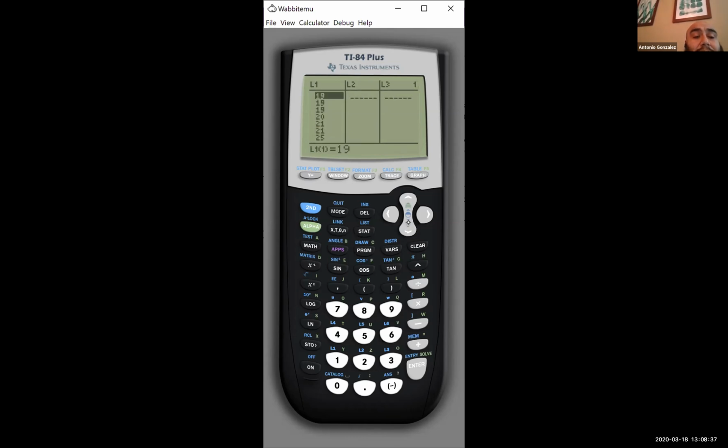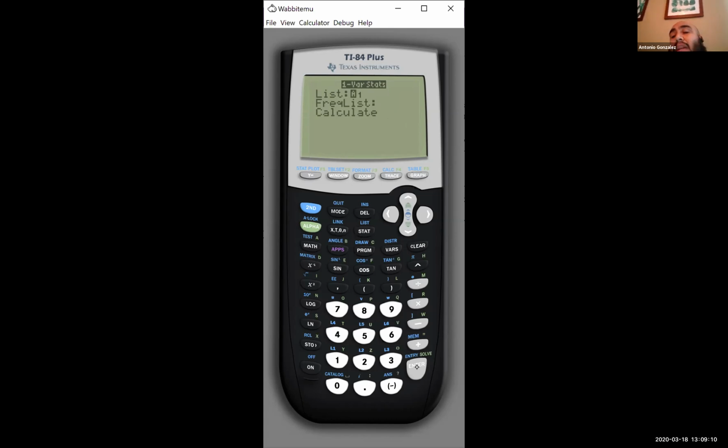All right, it's all in there. All 30 values there. Once you go through and input all of this, let me get out of here. Let me hit second and quit. And I'm going to go back to the stat menu, and instead of clicking on the list, I'm going to click over to the calculate. All right, and I'm going to choose number 1, 1-Var Stats.